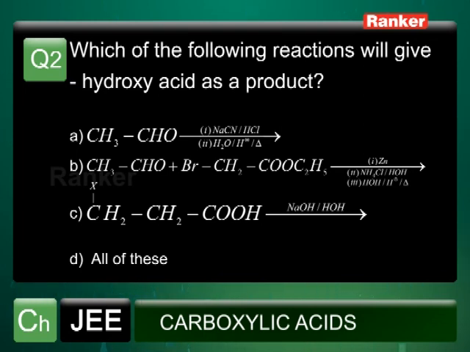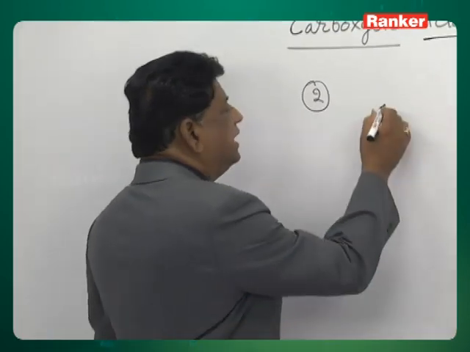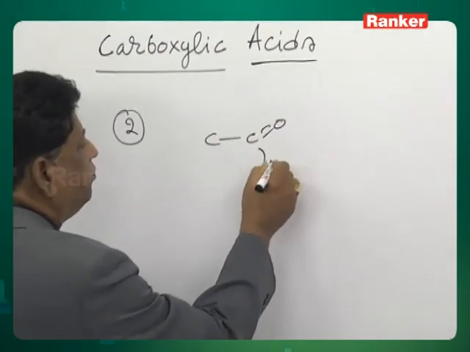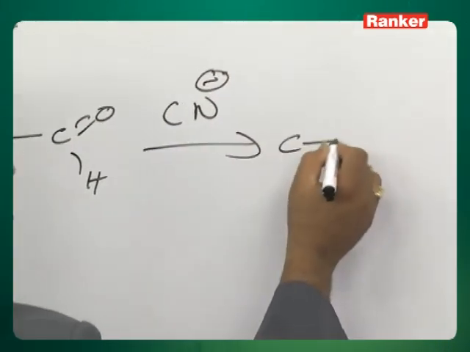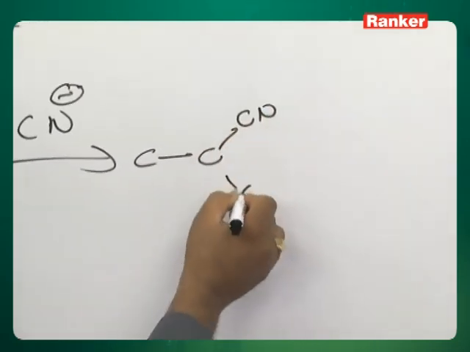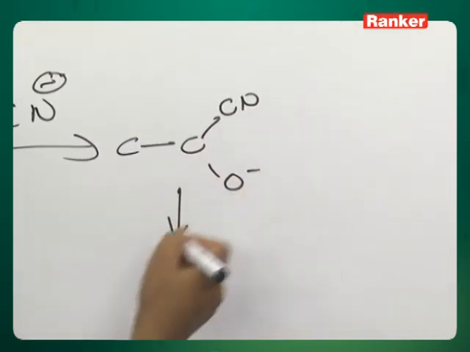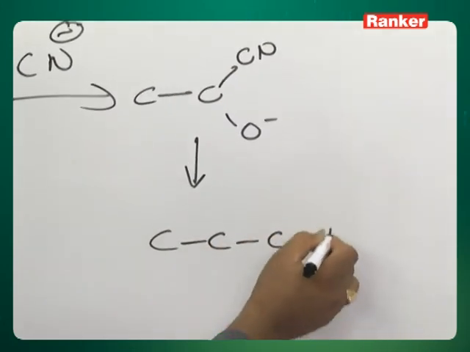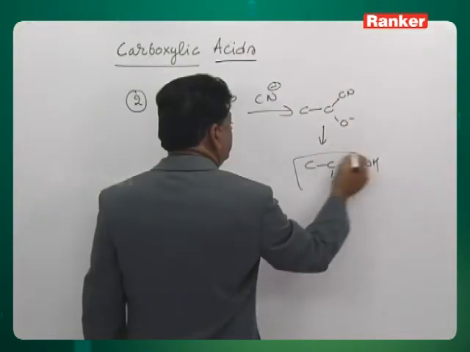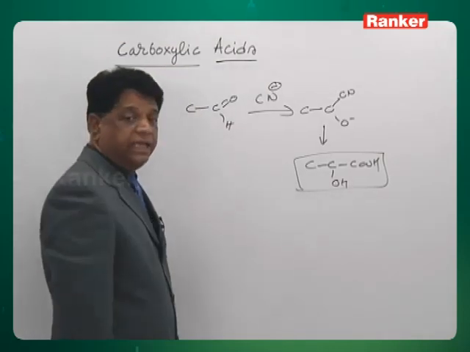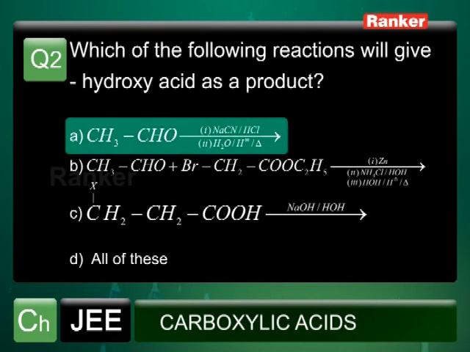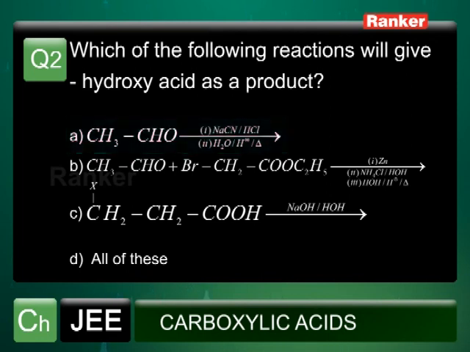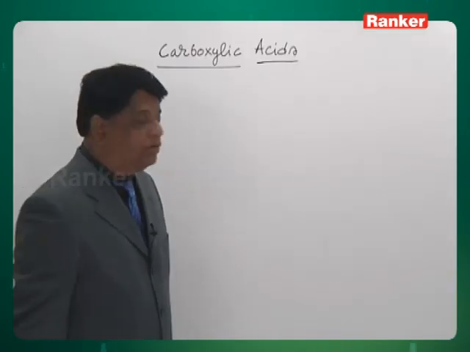So the answer goes straight to the first answer, that is acetaldehyde reacting with the cyanide group followed by hydrolysis. So cyanide is added here, O will become O minus, and on hydrolysis you will get a carboxylic acid containing the OH group. So this is what is being asked, an alpha hydroxy acid prepared from acetaldehyde, therefore the answer is A. The first answer, A, is the right one. So let us go to question number 3.